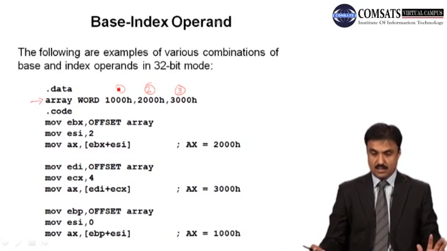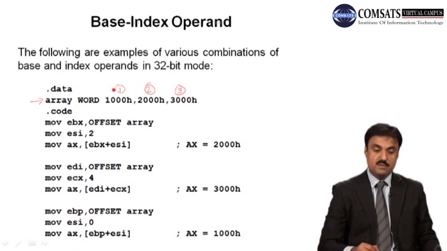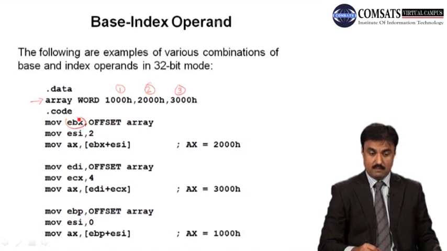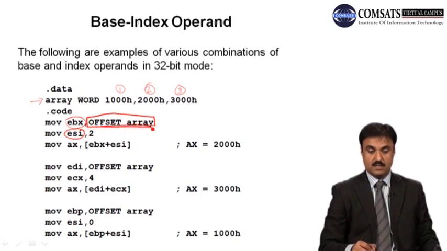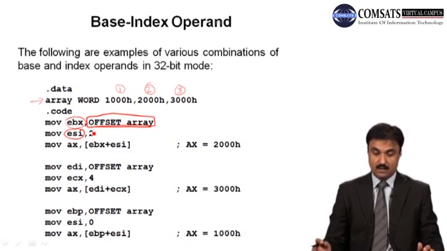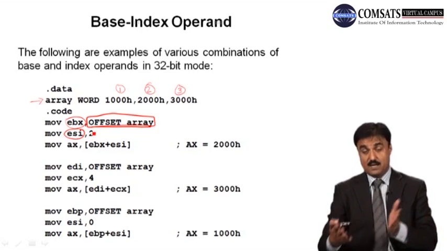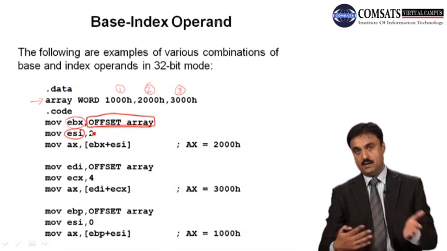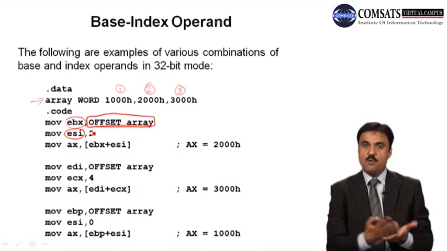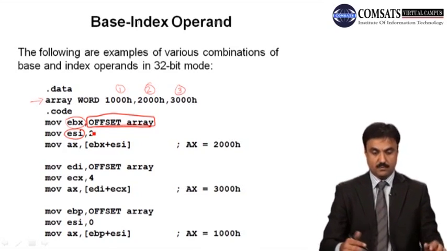Here you can see that EBX has the offset or the base address, and ESI has the index value. The offset of an array is the starting address of the array. Next, we are assigning 2 because we want to access the element, so how many bytes we have to skip from the base.